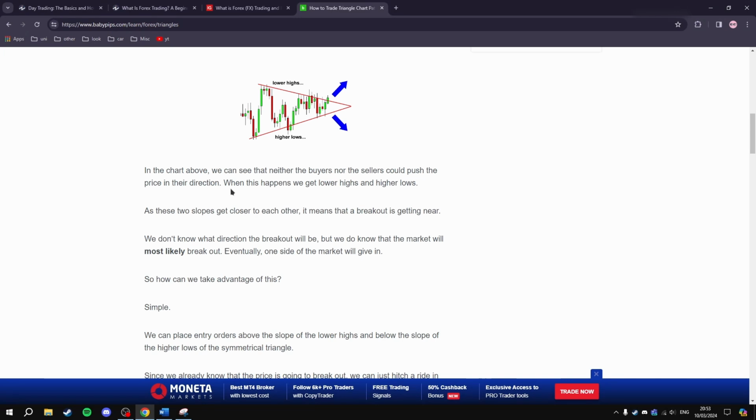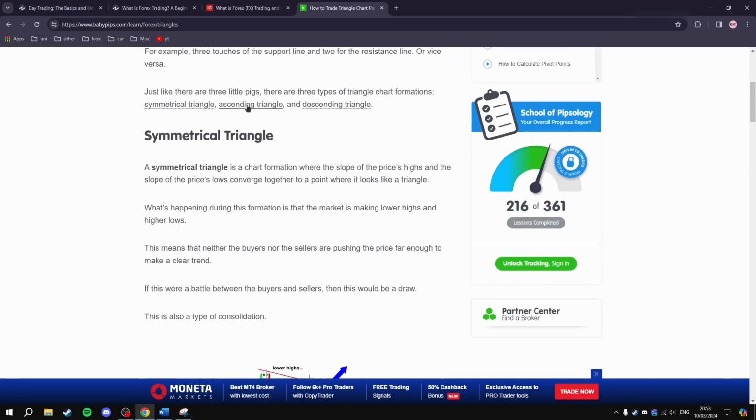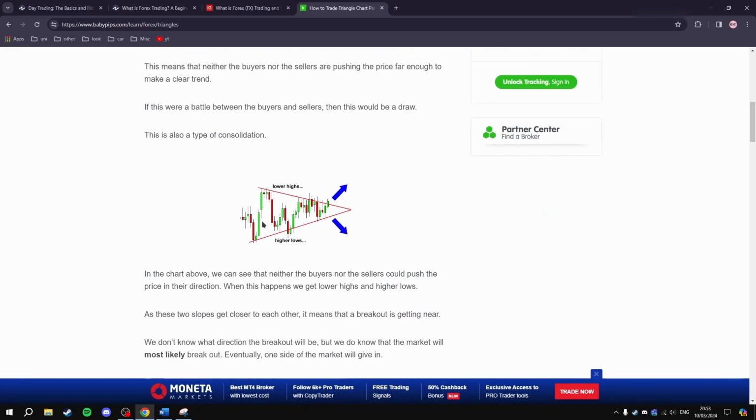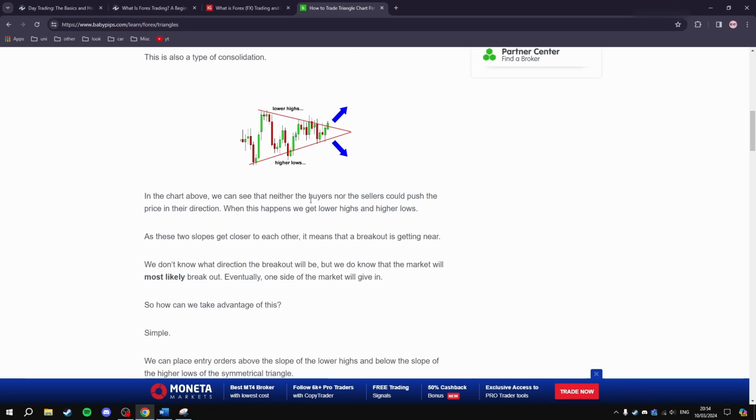In the chart above, we can see that neither the buyers nor the sellers could push the price in their direction. When this happens, we get lower highs and higher lows. Wait, they said it was 5 bounces, so 1, 2, 3, 4, 5, yeah, okay.